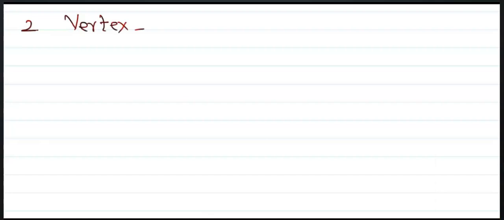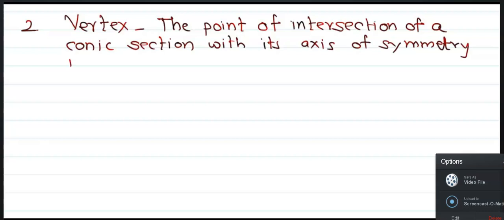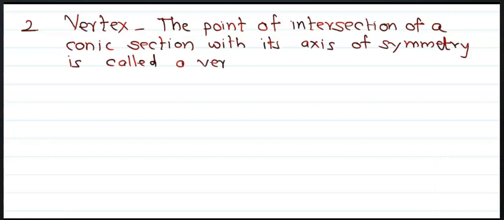Next, the vertex: the point of intersection of a conic section with its axis of symmetry is called the vertex. In case of the parabola, if we take the standard parabola y square is equal to 4x, its axis is the x-axis, and its intersection with the x-axis, that is the vertex of the parabola, which is (0, 0).